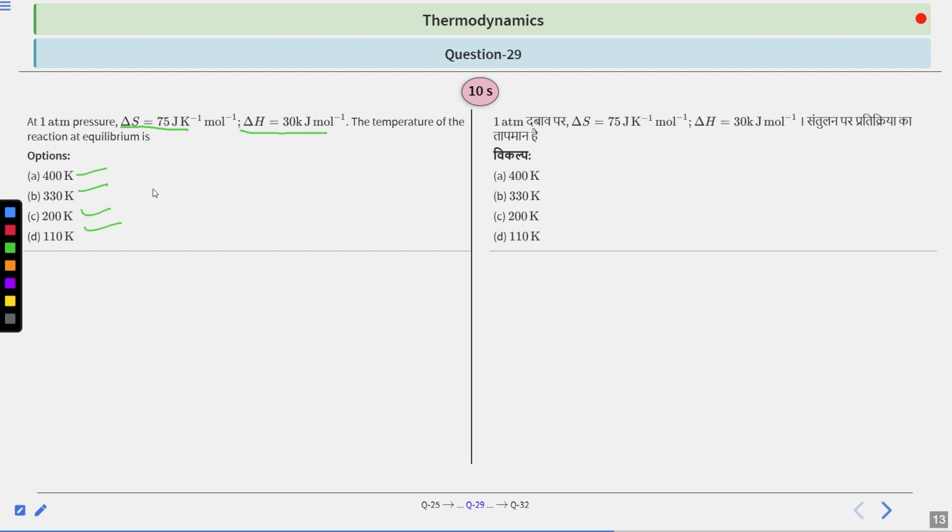Your delta S is already given, delta H is already given. How will we find it? So you should remember that your delta G is what? It is 0 at equilibrium. And once you know this, you can easily solve this question. So you have 10 seconds to solve this question, keeping in mind that your equilibrium condition will imply that your delta G will be 0. Now, let us start the clock.